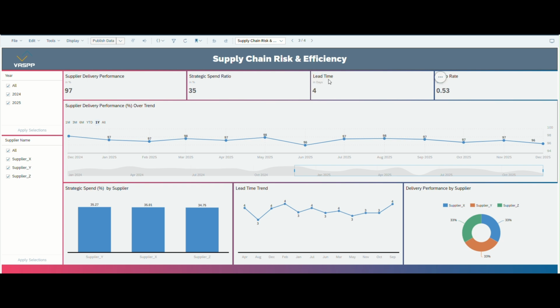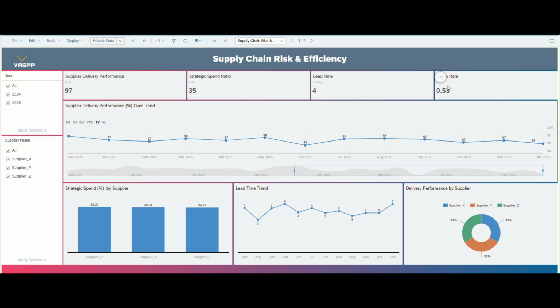Moving to efficiency, lead time averages 4 days. While this is strong, the lead time trend chart shows fluctuations between 3 and 4 days over the past months, a subtle but important signal that requires monitoring to avoid bottlenecks.